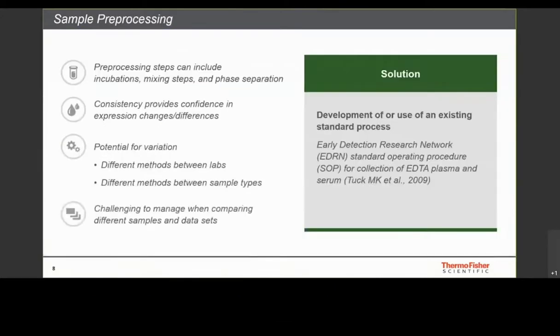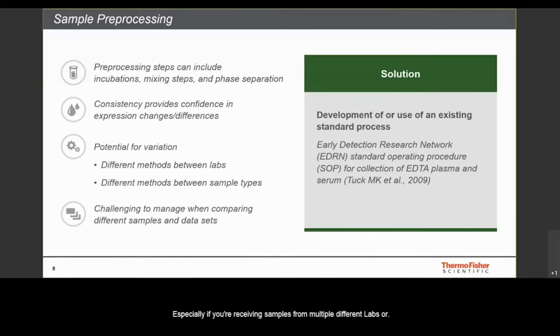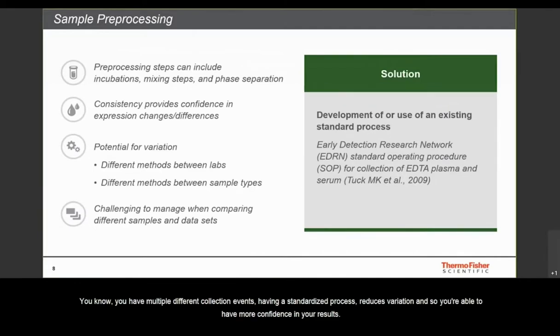The easiest way to handle sample preprocessing is to standardize. When I say preprocessing, this can include phase separation, mixing steps, and incubations required. For example, if you need plasma from a blood tube, you have to do the phase separation to separate it from the white and red blood cells. By standardizing these different steps, you provide consistency, especially if you're receiving samples from multiple different labs, or you have multiple different collection events. Having a standardized process reduces variation, and so you're able to have more confidence in your results.